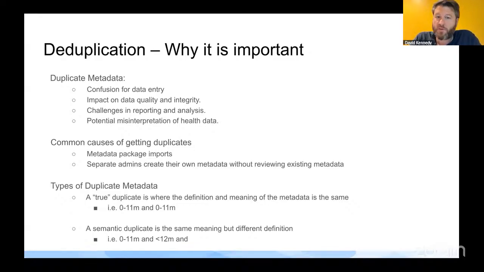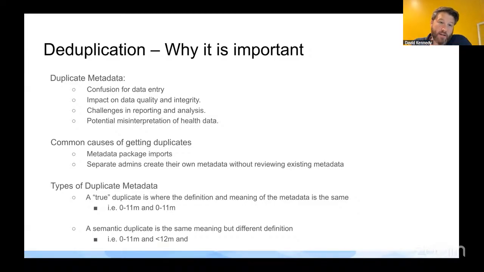It's confusing for data entry, has an impact on data quality and integrity, and creates challenges in reporting and analysis. So you can think you're comparing the same things, but you're missing data because there's a duplicate that's holding some of that data. And then you can potentially misrepresent the health data. You think you're looking at the whole picture, but you're only looking at half of it because you've got duplicate metadata clogging up the system.